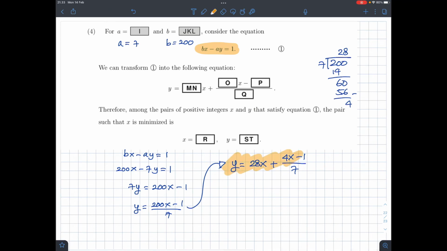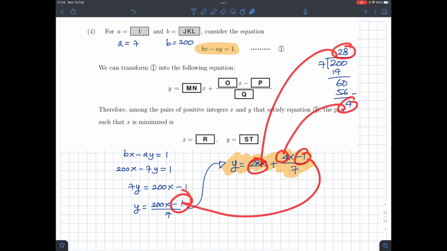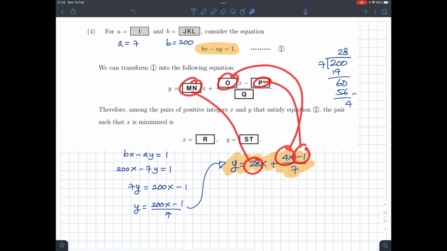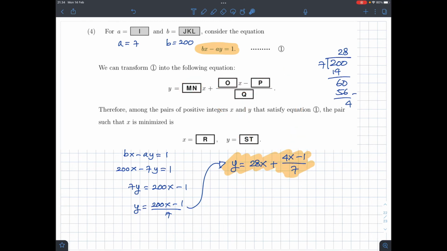This is the result, and this is the remainder. Just write exactly the same. So I think we already get the answer for this. This is mn from 28, and this is for x, and this is 1, and this is 7. So we got m equals 2, n equals 8, o equals 4, p equals 1, and q equals 7.